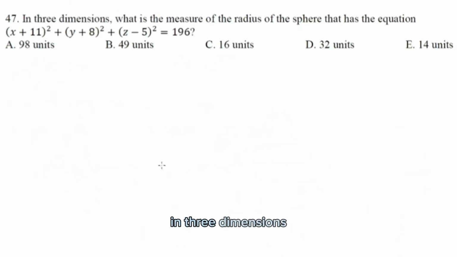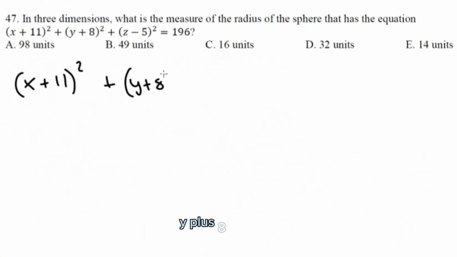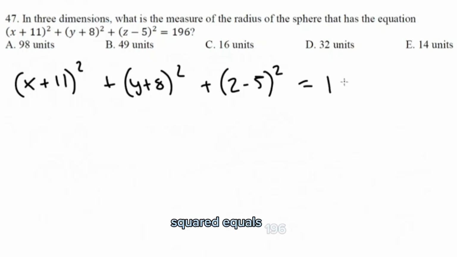Next, number 47. In 3 dimensions, what is the measure of the radius of the sphere that has the equation (x plus 11) squared plus (y plus 8) squared plus (z minus 5) squared equals 196? Alright, this is actually a pretty simple question. So we have this equation right here: (x plus 11) squared plus (y plus 8) squared plus (z minus 5) squared equals 196.